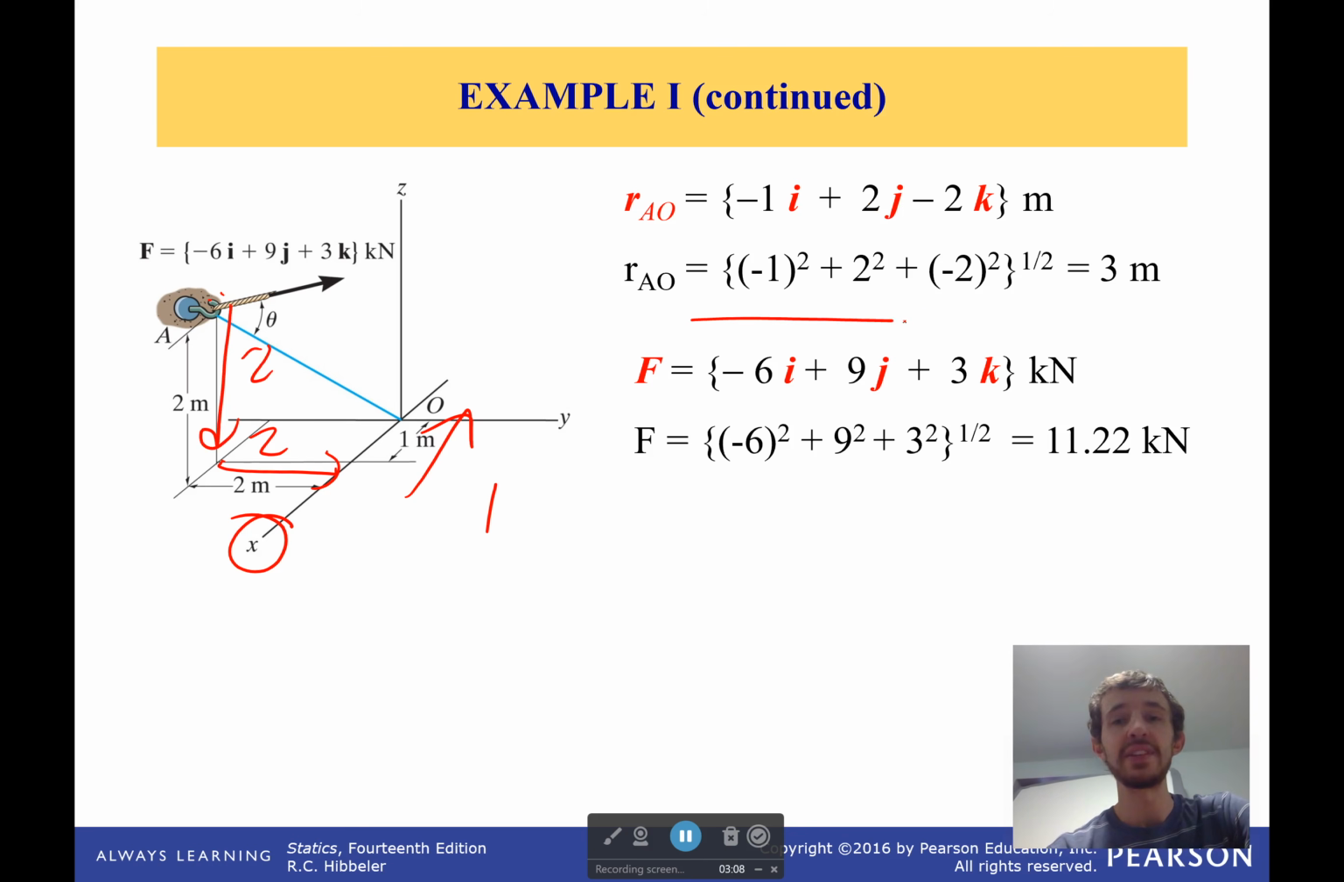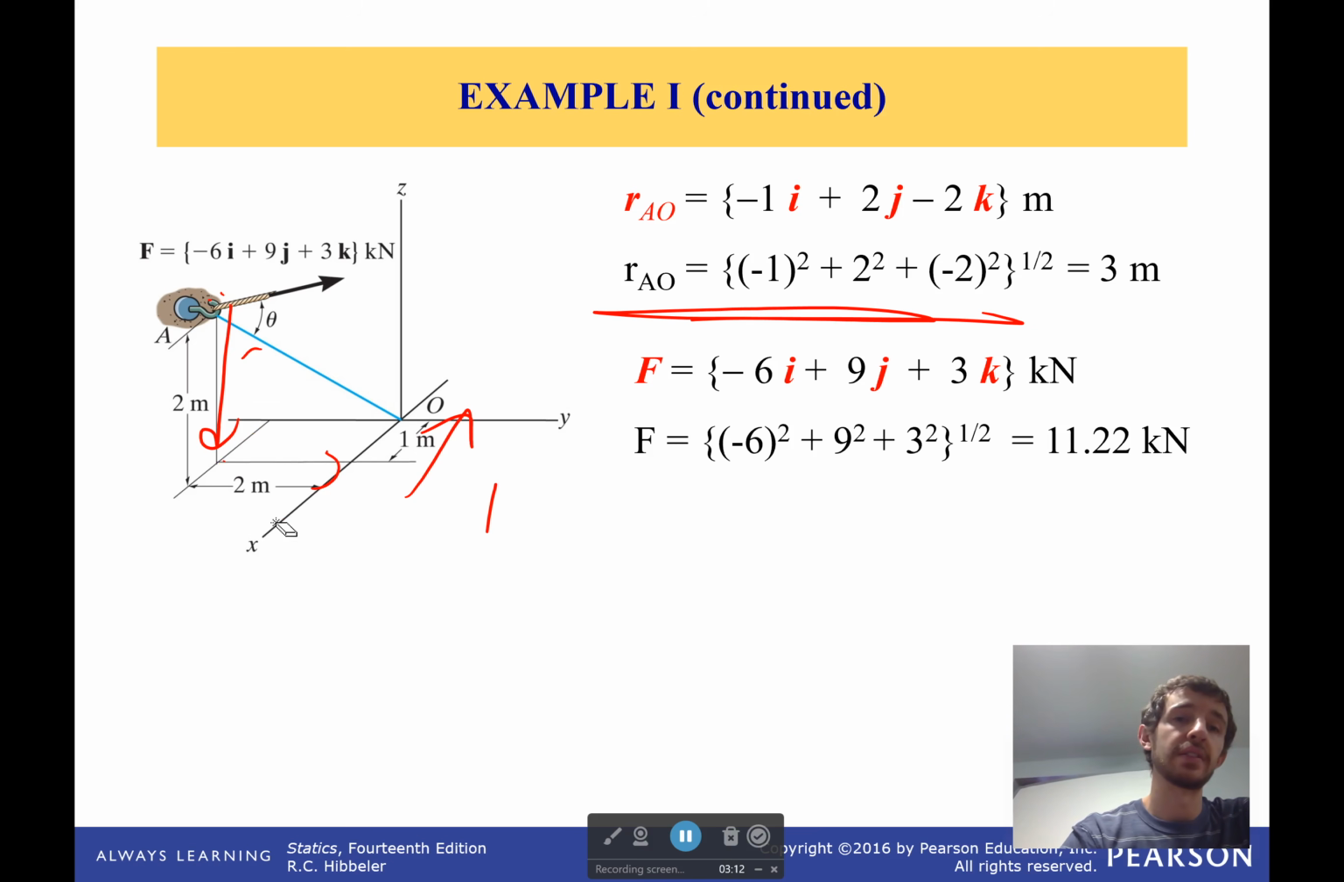And what happened here? Well, this is the magnitude of that position vector. Okay? Because we need both in order to get our unit vector. So, we have the magnitude, we have the vector, we can definitely make a unit vector.